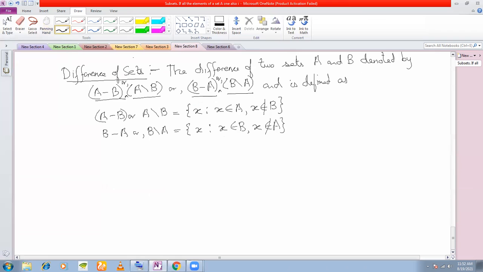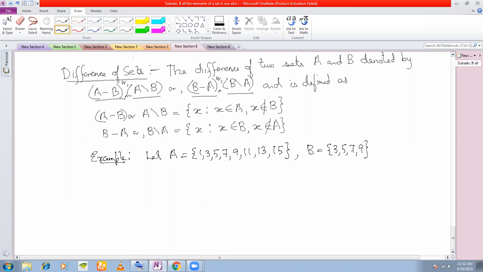Now, just for a reminder, I'll give you an example. You have already done difference of sets back in class 8. Just a small example here. If I call A is equal to, these are the elements in A, and if I give you another set B, which has these elements, then what is A minus B?